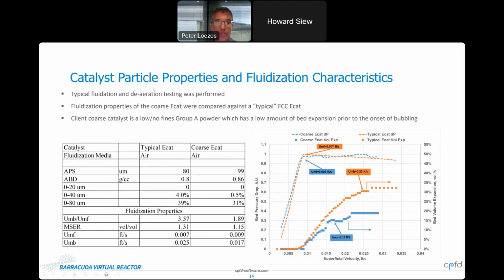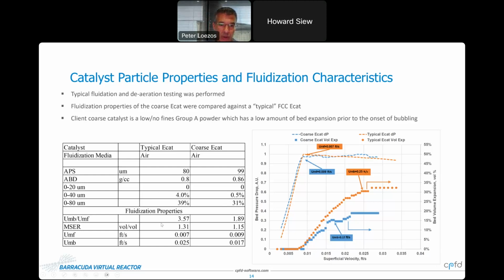Before going into the simulation results, let me touch on the catalyst particle properties and the fluidization characteristics. We performed typical fluidization and deaeration testing, where we compared the fluidization properties of the coarse ECAT against a typical FCC ECAT. Those results are summarized in the table below. The typical ECAT has an average particle size of about 80, the coarse ECAT closer to 100. If we look at the fines content, which is the 0 to 40 content, we have 4% fines in the typical ECAT with about 0.5% in the coarse ECAT.